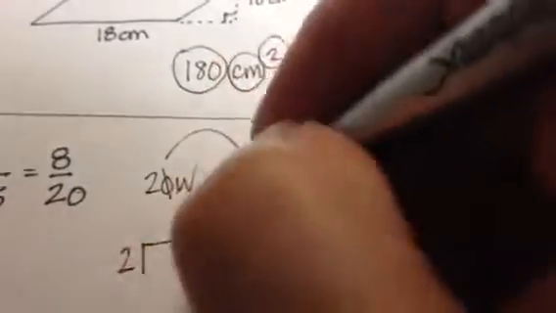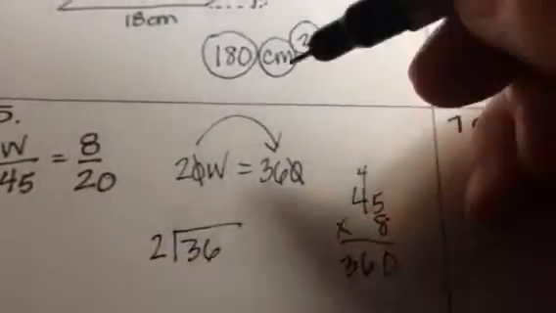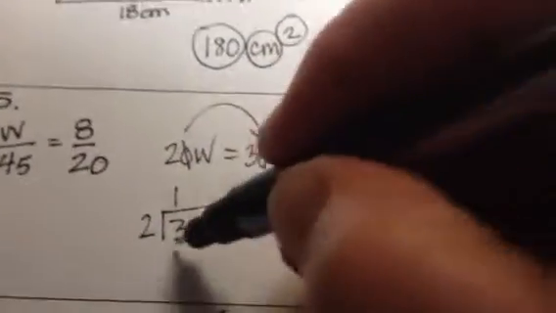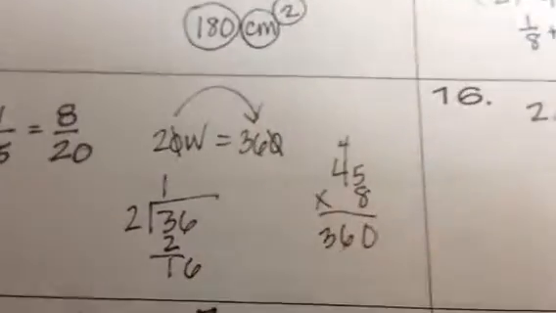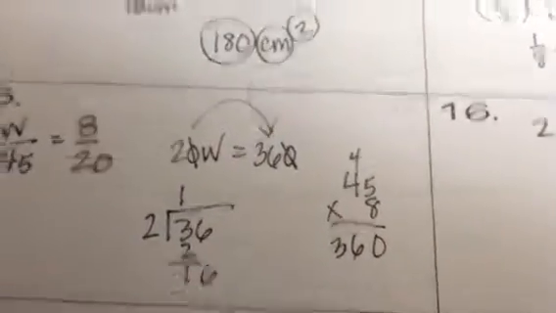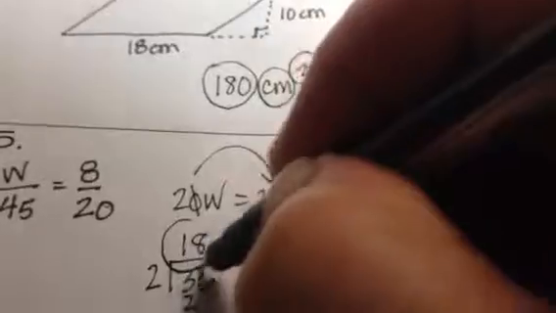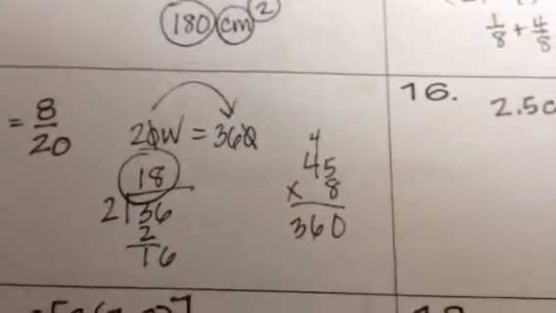Now, 2 goes into 36. Easy peasy. 2 goes into 3 once. You get a 2, you get a 1, you get a 6. How many times does it go into 16? 8. That is right. So the answer is 18.